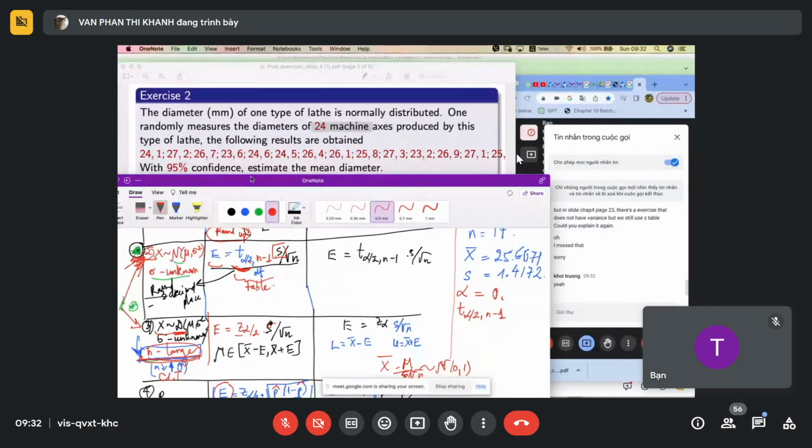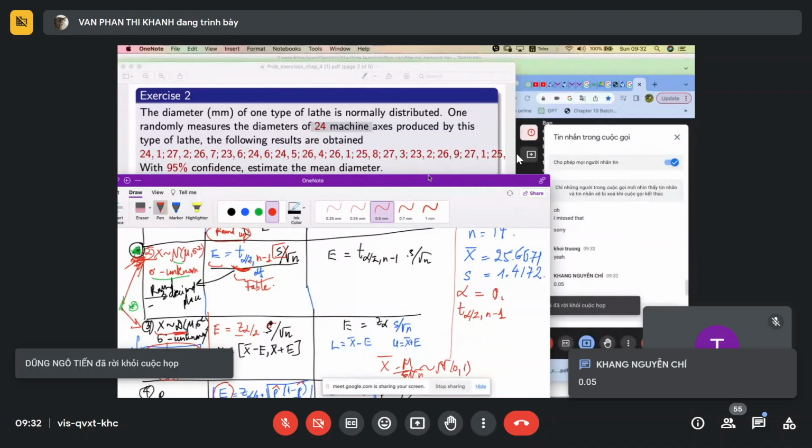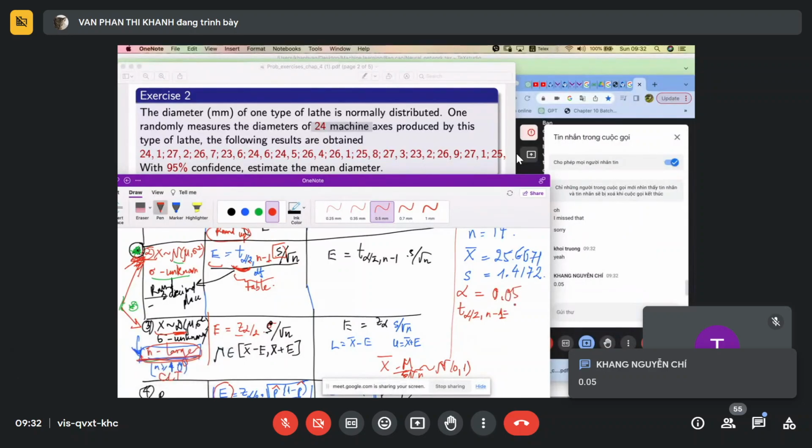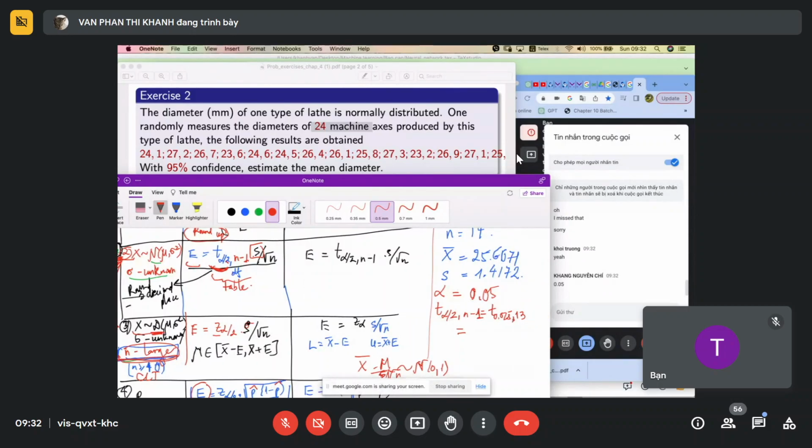95% confidence, so alpha is 0.05, right? So please find t 0.025 and n minus 1 is 13. Please tell me the t value. Find it in the t table.